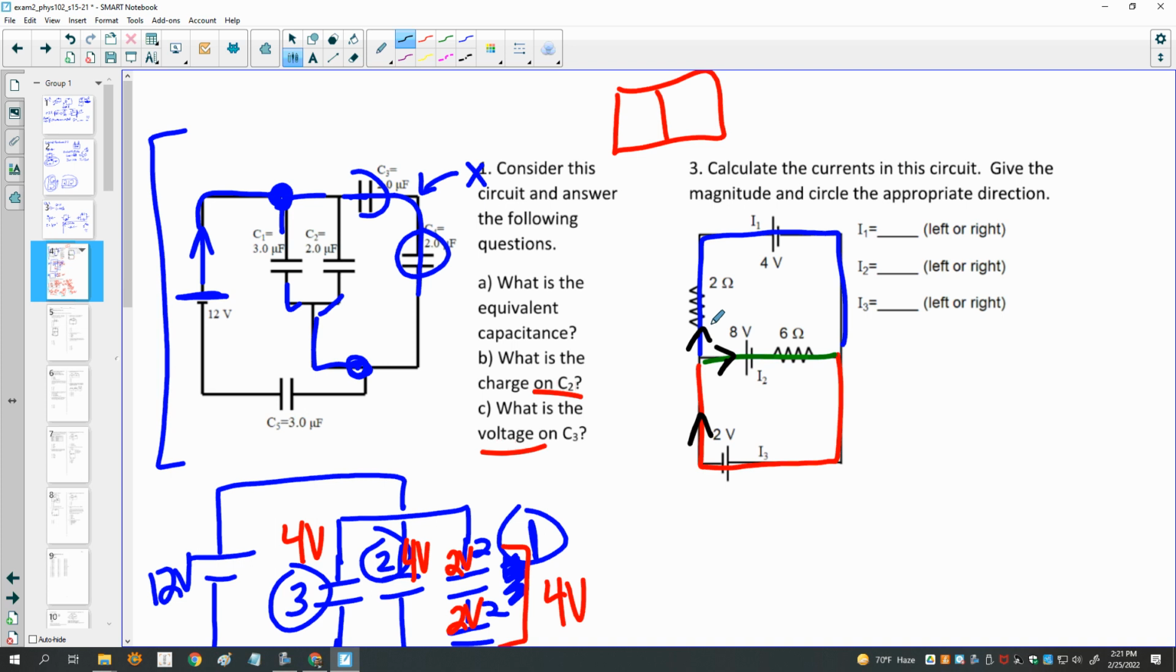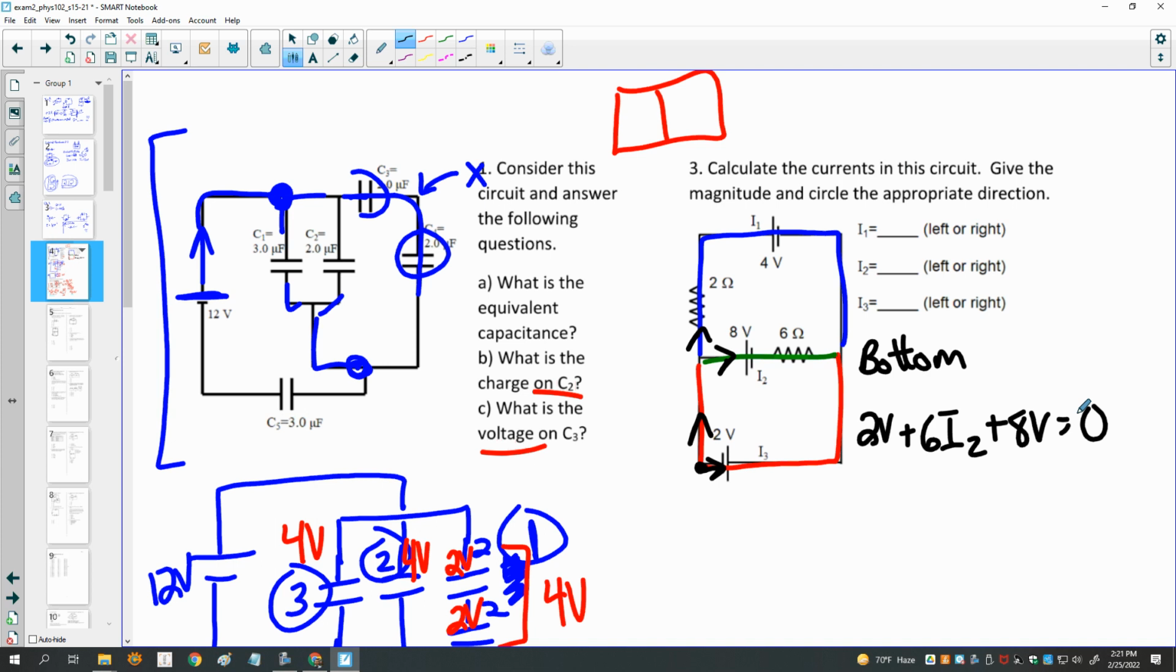And the equations that I'm going to write are for the bottom loop and the big loop. Let's just write them first, and then I'll tell you why those are superior to writing an equation for the top loop. The bottom loop, let's start here and go in that direction. So that's going to be positive 2 volts plus 6I2 plus 8 volts is equal to 0.